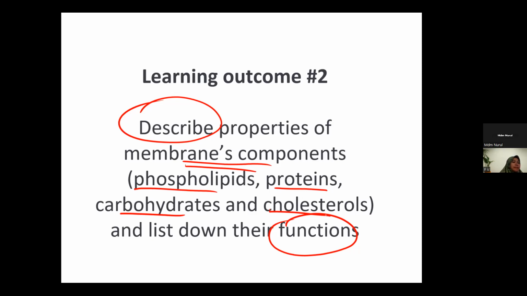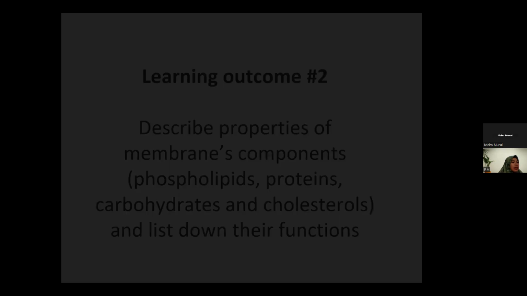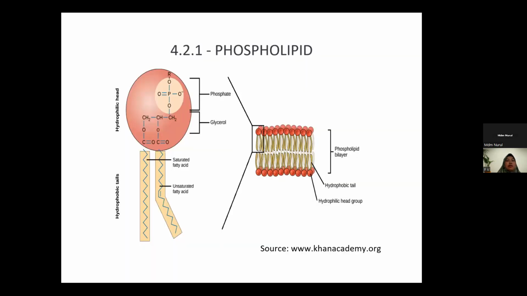Okay, then? Alright. Okay, so we start with number one, phospholipid. Alright, so remember the first component of the plasma membrane is the phospholipid, where the phospholipid is made of phospholipid bilayer, dua lapisan. Right? So what is the structure of the phospholipid? Kita dah discuss. It is divided into the hydrophilic head and also hydrophobic tail.